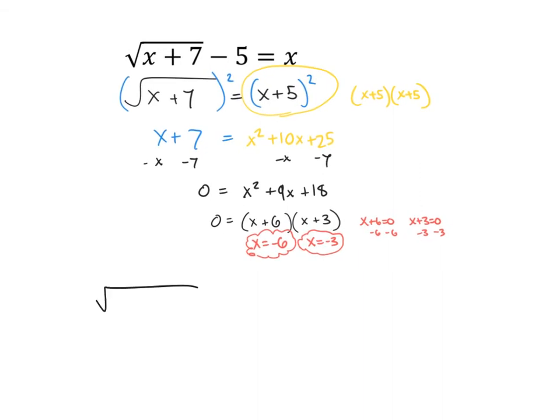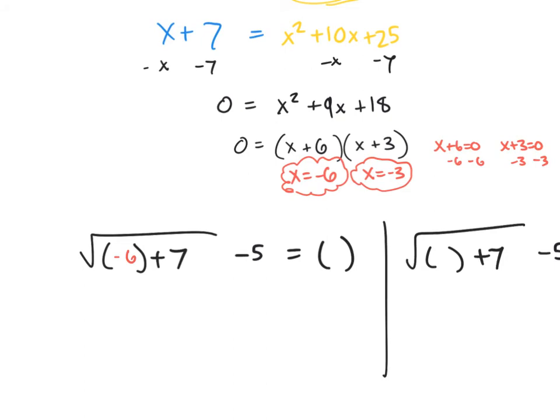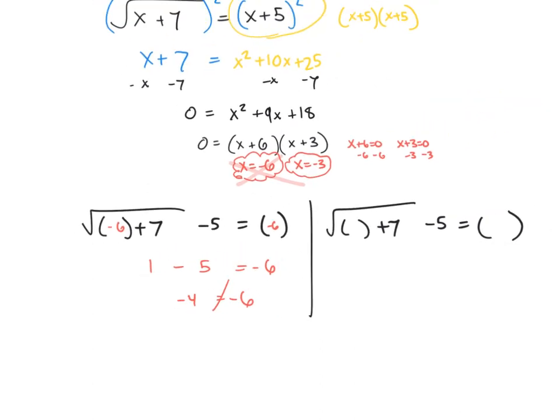So I'm going to rewrite the original equation to make sure that it works for both solutions. And I'll check the negative 6 first. Negative 6 plus 7 is 1, square root of 1 is 1. Right away, I get that one of these is not going to work. Negative 4 is not equal to negative 6. That means our negative 6 is extraneous. It doesn't work.